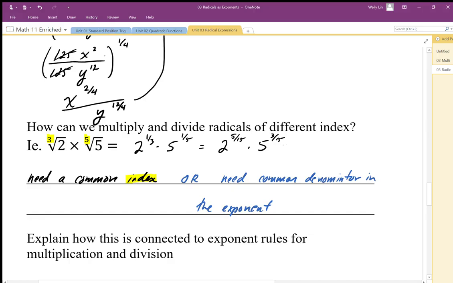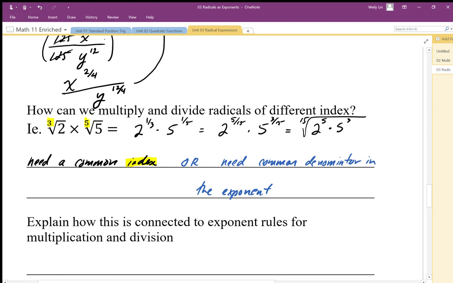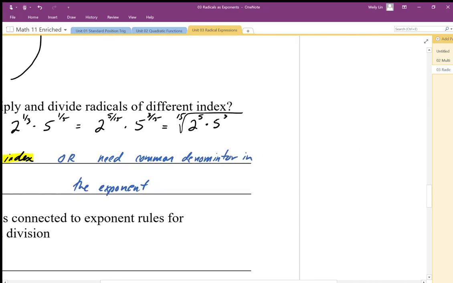Now that the indexes are the same, we can rewrite this as 2 to the power 5 times 5 to the power 3, and that's all over the index or the root of common root of 15, and that is one way we can multiply them together. Okay, so this, we could have kept this in radical form, so we could also express it this way. I'm just going to do this off to the side here.